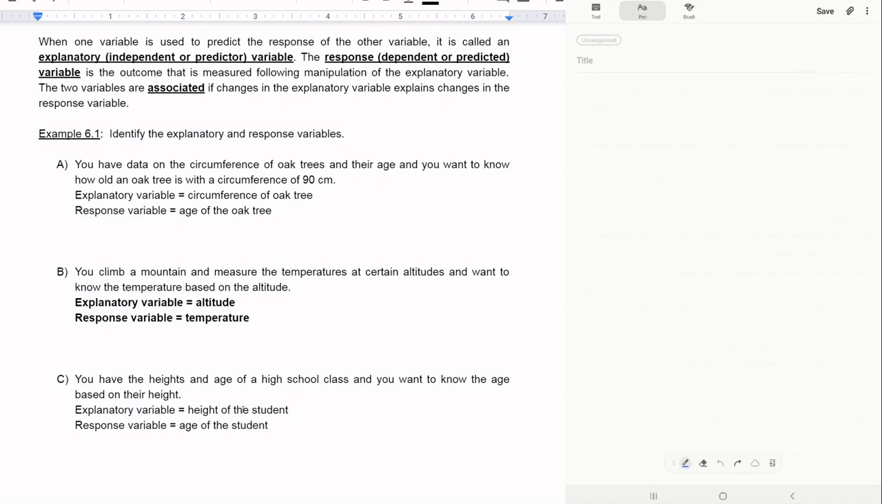Now sometimes the roles of the explanatory and response variables can be swapped, and it really depends on what we're trying to predict with what information we're given. If we were wanting to predict the height of the students based on their age, then the explanatory variable would be the age of the student rather than the height, and the response would have been the height of the student.